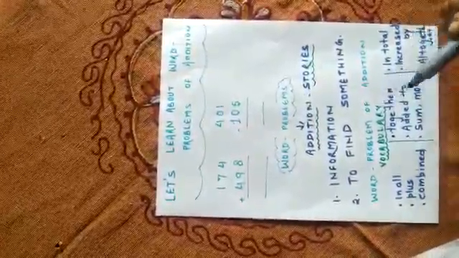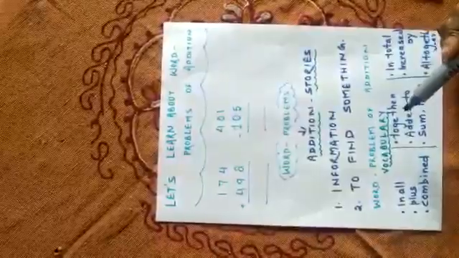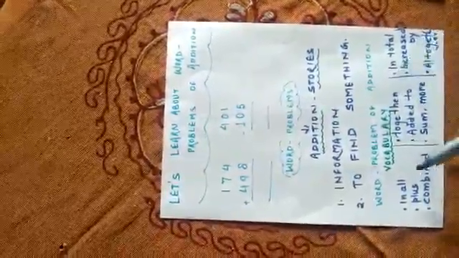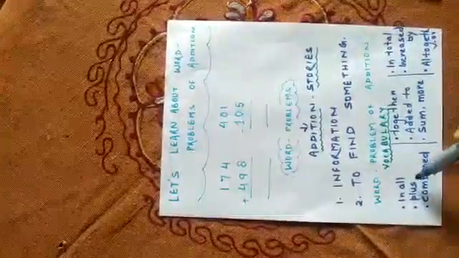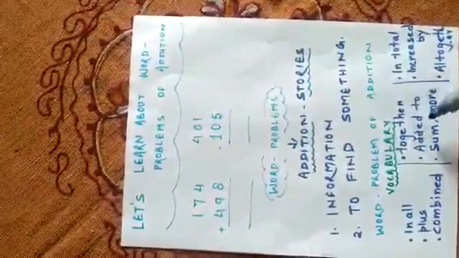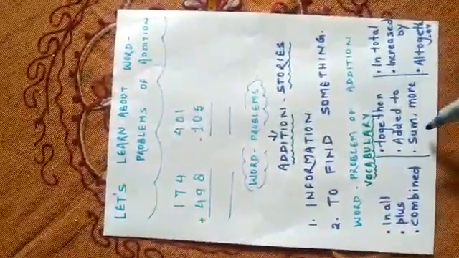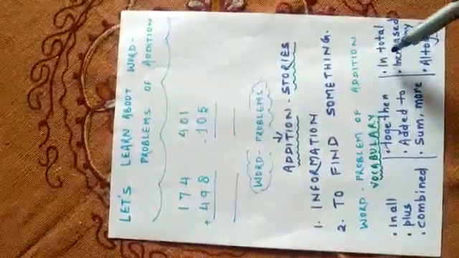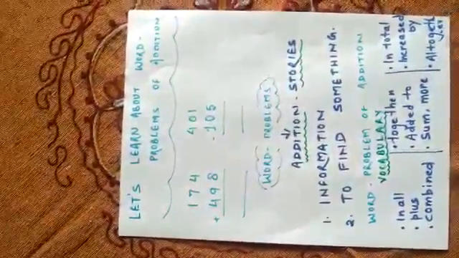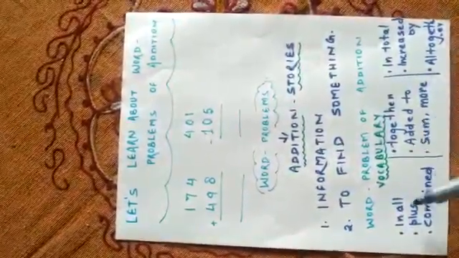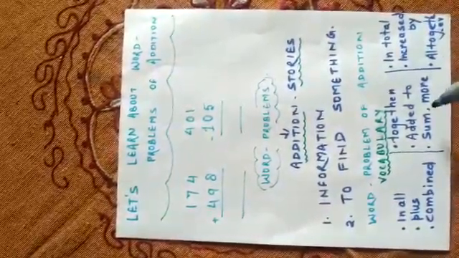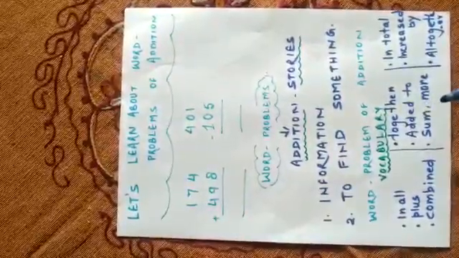Now children, there is some word problem addition vocabulary like in all, plus, combined, together, added to, some more, in total, increased by, all together. When all these kinds of words are used in a story, it means we need to add.